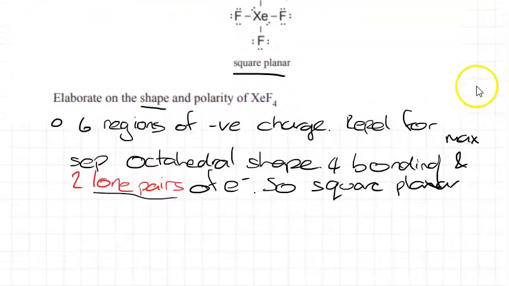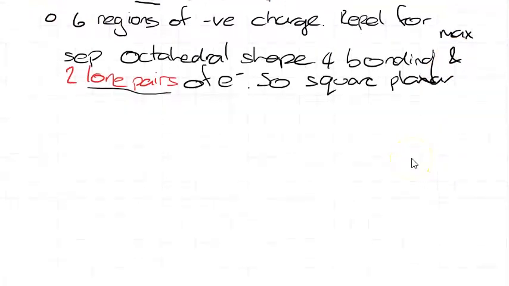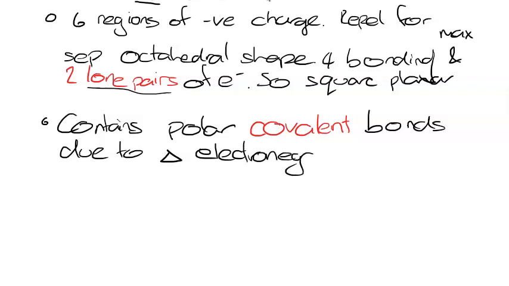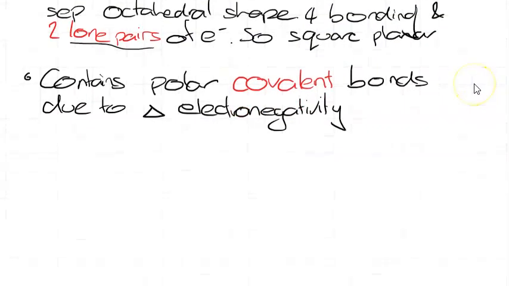Okay, then we talk about the polarity. So we would say that it contains polar covalent bonds. And this is a new one, so polar covalent, so we need to be specific about that. Last year we would have just said polar bonds. But then the rest is still the same, like due to the difference in electronegativity between Xe and F. So it's just the fact that they're different atoms, so they're going to have different electronegativities.